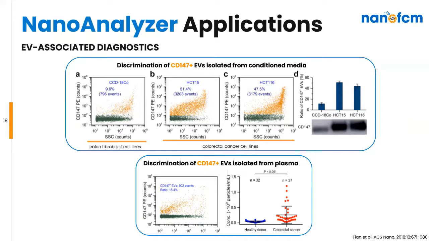As the CD147 levels differed among normal and cancerous cell lines, the authors then sought to determine if CD147 levels could be used to differentiate between EVs isolated from plasma of cancer patients and that of healthy donors. So in the bottom panel, on the left, you can see a representative dot plot of a patient, and on the right, the significantly higher particle concentrations of CD147 positive EVs in cancer patients.